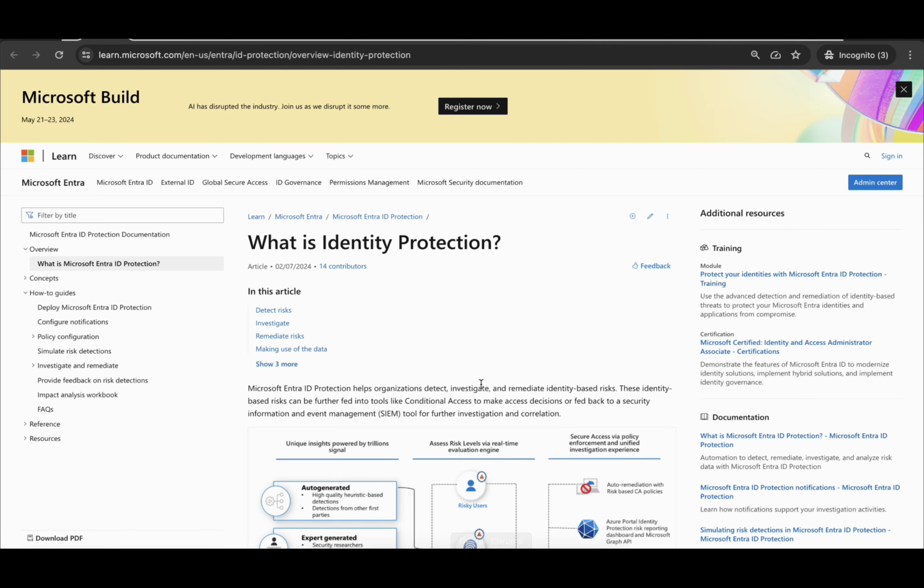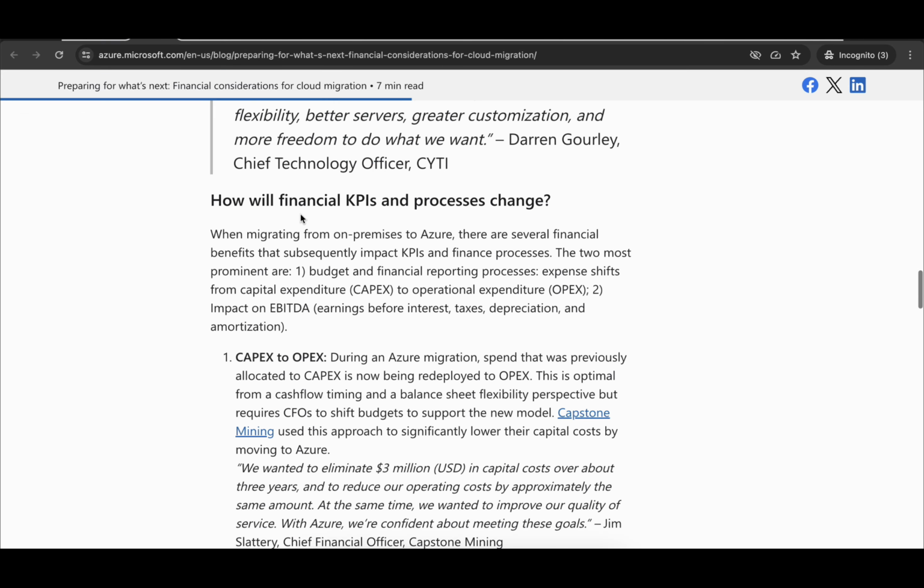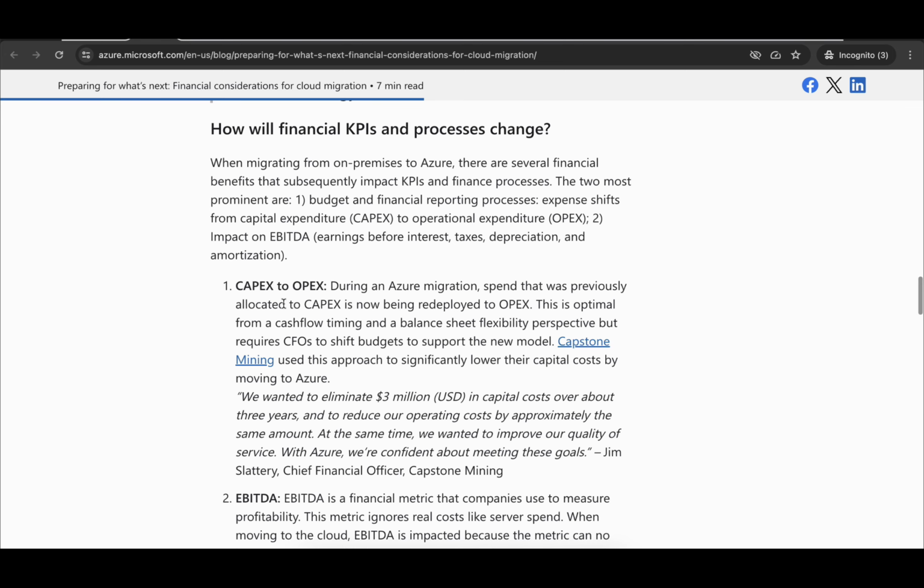And if you want to study more on this, there's a blog where you can read how the industry is shifting from CapEx to OpEx using the cloud. So do read this.